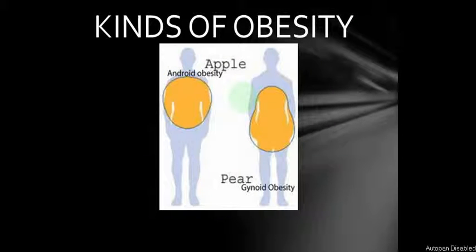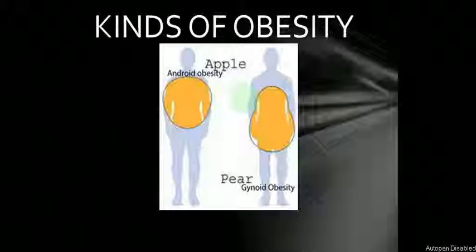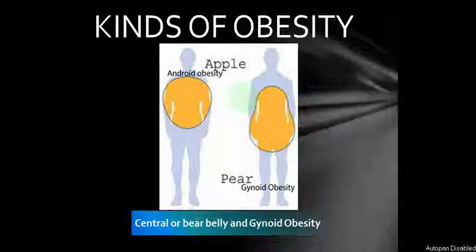Well, today we're going to talk about the obesity problem. In order to treat or deal with obesity, I think we should first know about the kinds of obesity. One type is known as central obesity, or what's known as beer belly, and the other one is called gynoid or subcutaneous obesity. There are actually distinctions between these two kinds of obesity.